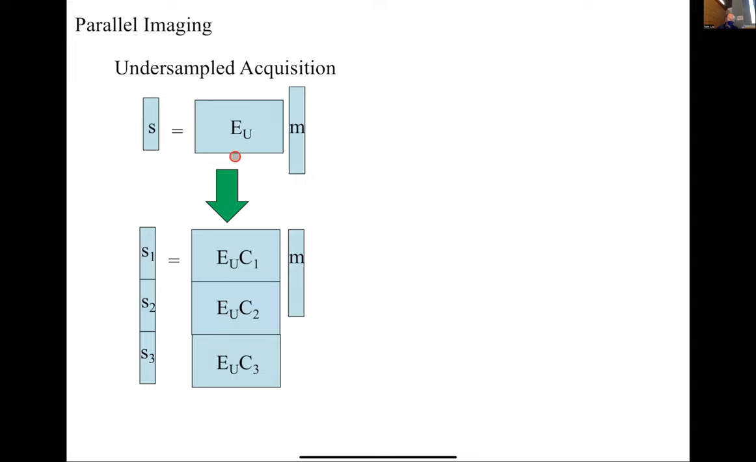I go from undersampled where I just have one coil, and this is clearly underdetermined. And now I add just more coils. So I've gone from undersampled and underdetermined to overdetermined. That's the trick. From a linear algebra point of view, you're just getting more data, so now you can actually make this a well-posed problem.